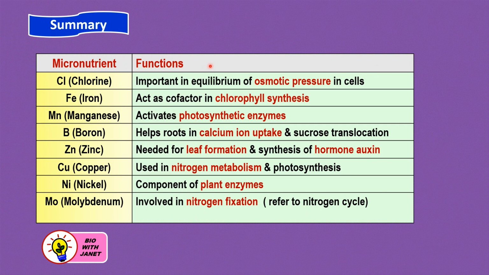So here is a summary of one of the important functions of each micronutrient. Very quickly, let's read through it. Chlorine is important in equilibrium of osmotic pressure in cells. Iron acts as a cofactor in chlorophyll synthesis. Manganese activates photosynthetic enzymes. Boron helps roots in calcium ion uptake and sucrose translocation. Zinc is needed for leaf formation and synthesis of the hormone auxin. Copper is used in nitrogen metabolism and photosynthesis. Nickel is important as a component of plant enzymes, and molybdenum is involved in nitrogen fixation. Refer to nitrogen cycle in another chapter.